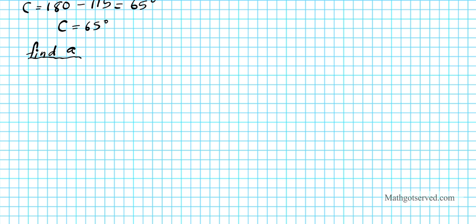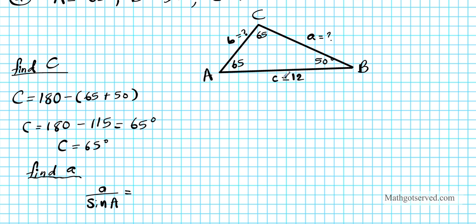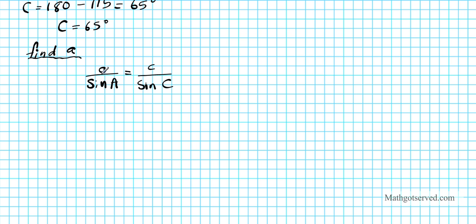So I like to set it up using what I do not know first. So it's a. So I'm gonna write a over sine A equals. Now the next ratio I must know the pair. Okay. So which is c and big C. Little c over sine big C. Okay. Now let's make a substitution. I must have only one unknown in my equation or else I can't solve it. All right, so little a, which I do not know, over sine 65 equals little c, which is 12, over sine big C, which I just found as 65.